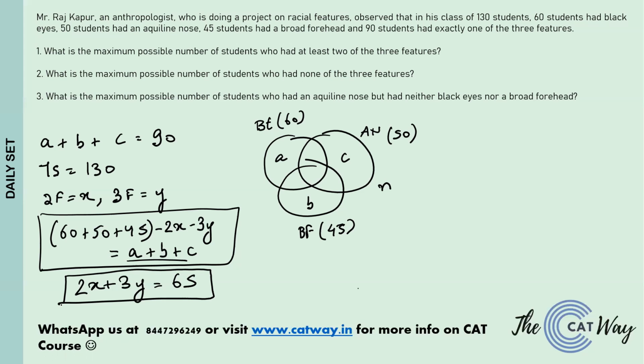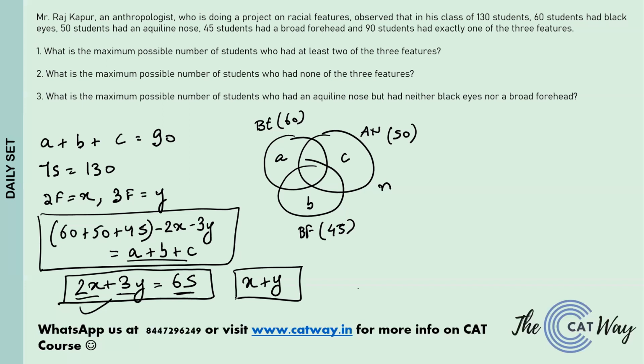Okay, so now let's move towards the questions. The first question says, what is the maximum possible number of students who had at least two of the three features? Now we know the sum of two features and three features, and it says maximum possible number of students. Now you cannot state that to be 65, because 65 includes twice counting of these people and thrice counting of these people. So what do we actually have to calculate? We have to calculate x plus y. Why? Because at least two of the three features means two features are included and three features are included. So the total number of students is x plus y.